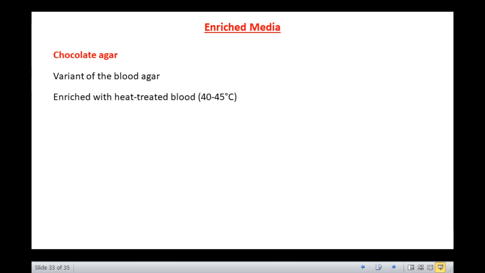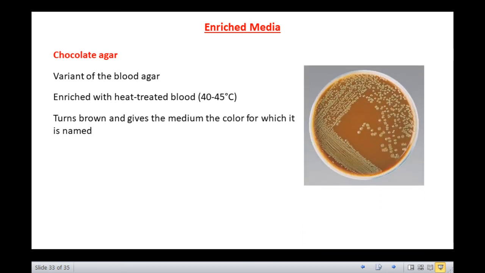The next example of enriched media is chocolate agar. Chocolate agar is a variant of the blood agar plate. It is enriched with heat-treated blood, which turns brown and gives the medium the chocolate color, as you can see in this picture, for which it is named. It contains red blood cells which have been lysed by heating very slowly to 56 degrees.